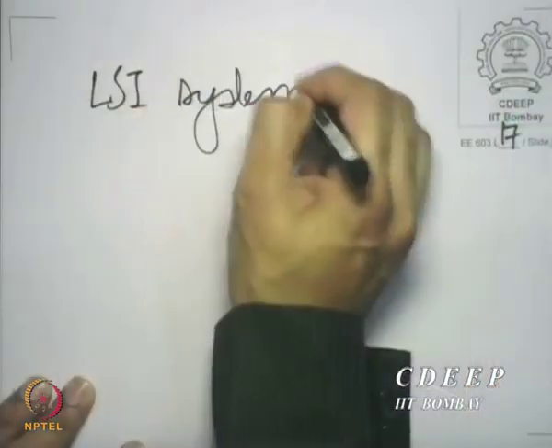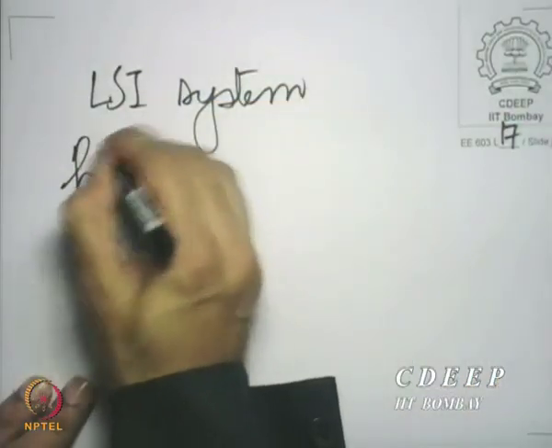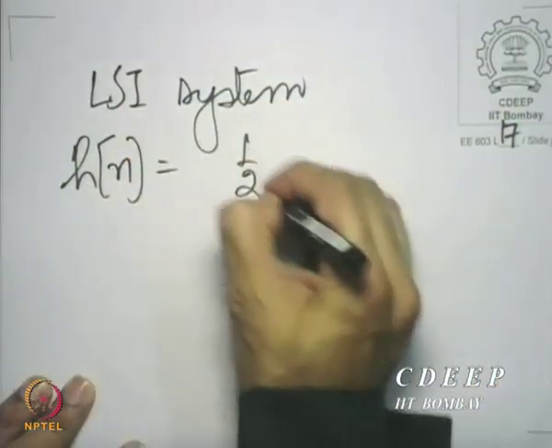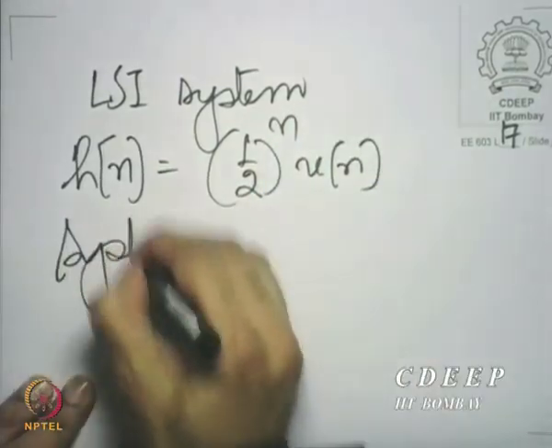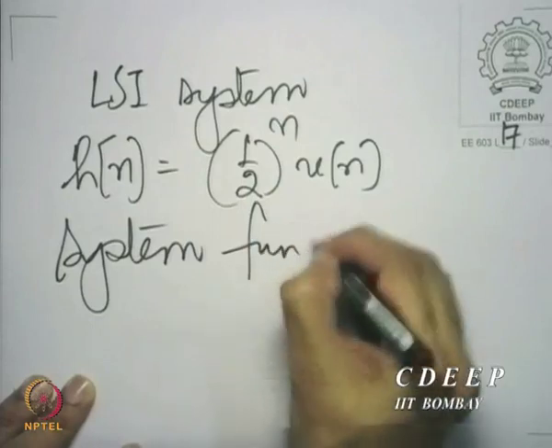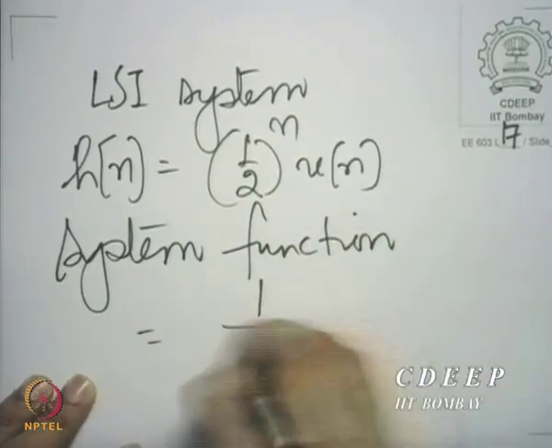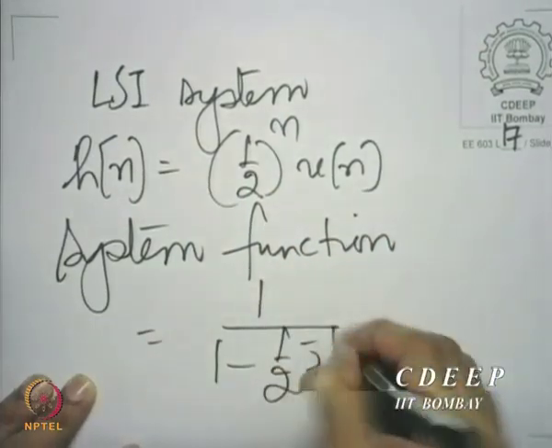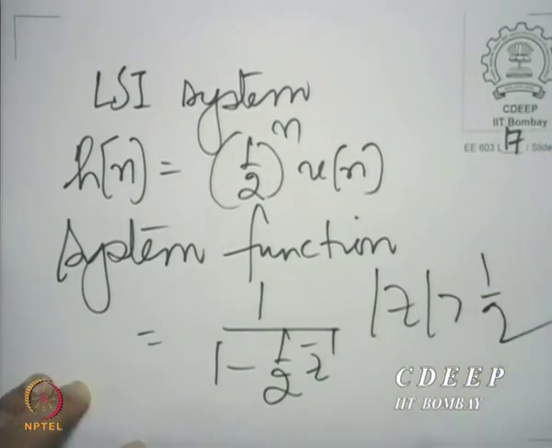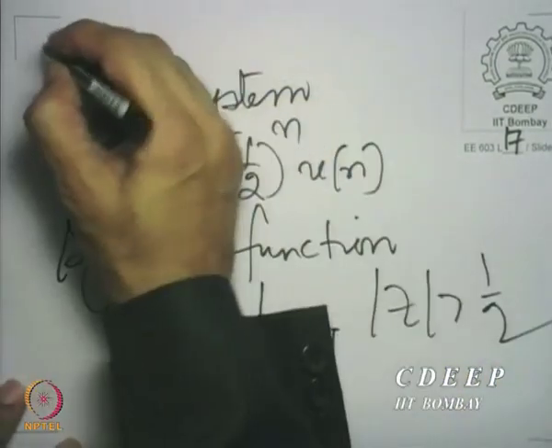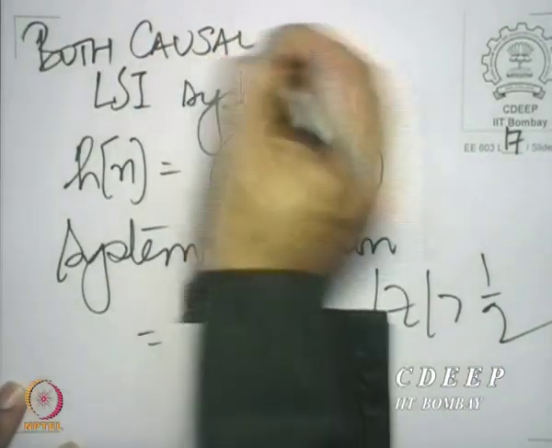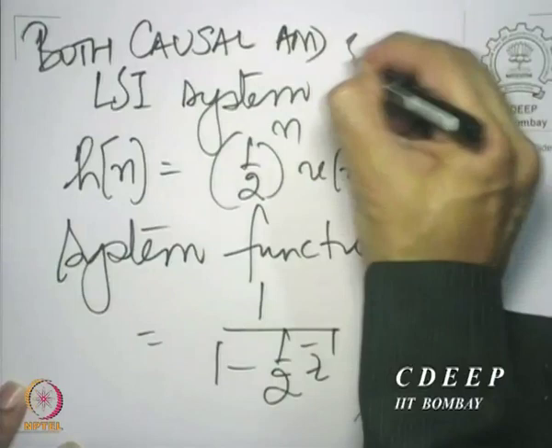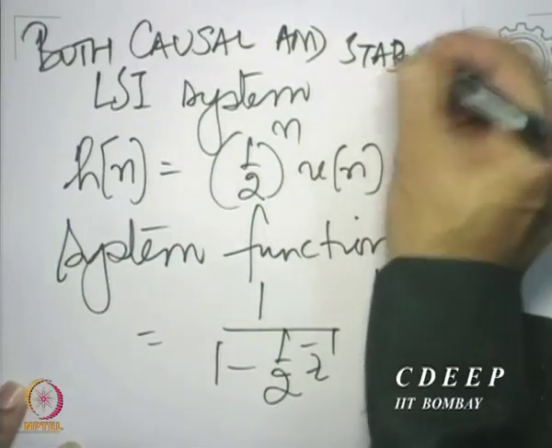So, if you have the LSI system with impulse response h[n] equal to half raised to the power of n u[n], the system function is 1 by 1 minus half z inverse, mod z greater than half, and this is both causal and stable. So, now we have an example of all four.